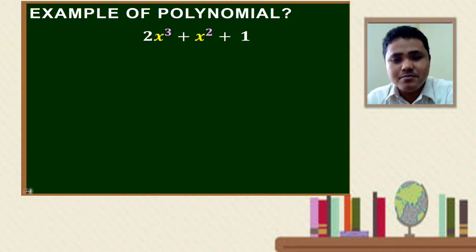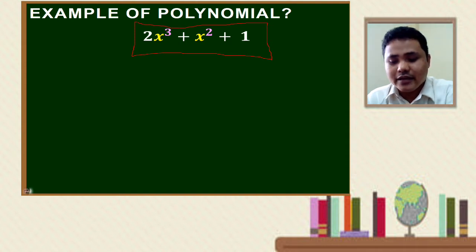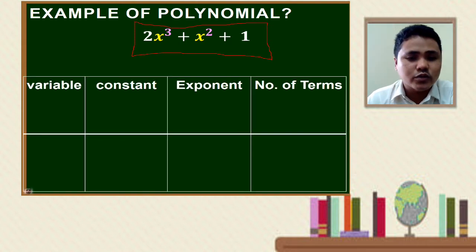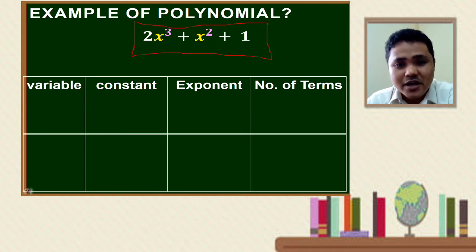So I have here an example of polynomial. Let us read together: 2x cubed plus x squared plus 1. Here what we are going to identify are the variable, the constant, the exponent, and the number of terms. Based on this algebraic expression, how many types of variable, how many kinds of letters do we observe?